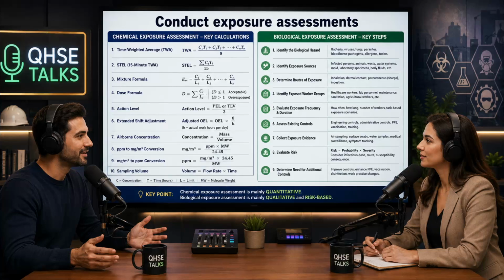This multi-layered check is the daily reality of exposure assessment. You have to prove the worker is safe from both the sudden acute shock and the slow chronic buildup. It's a dual threat analysis.